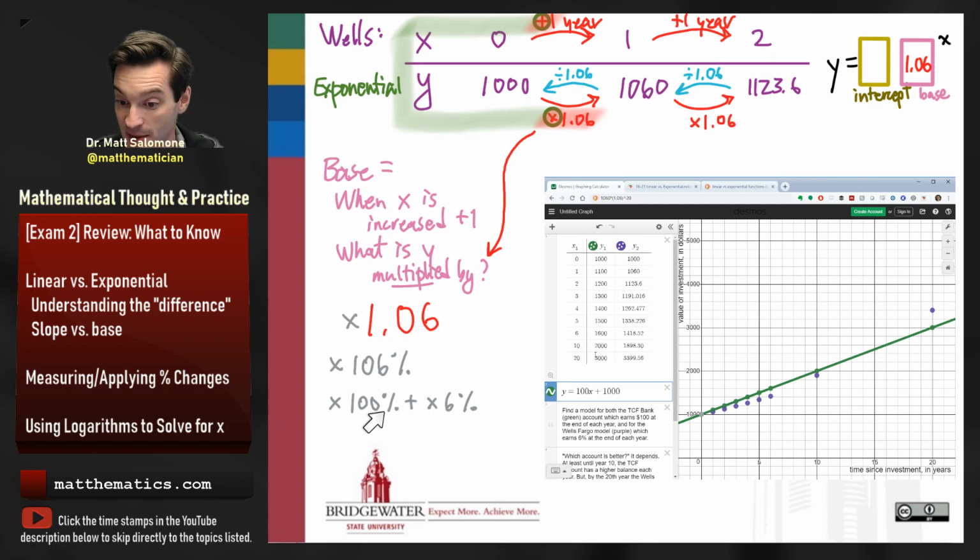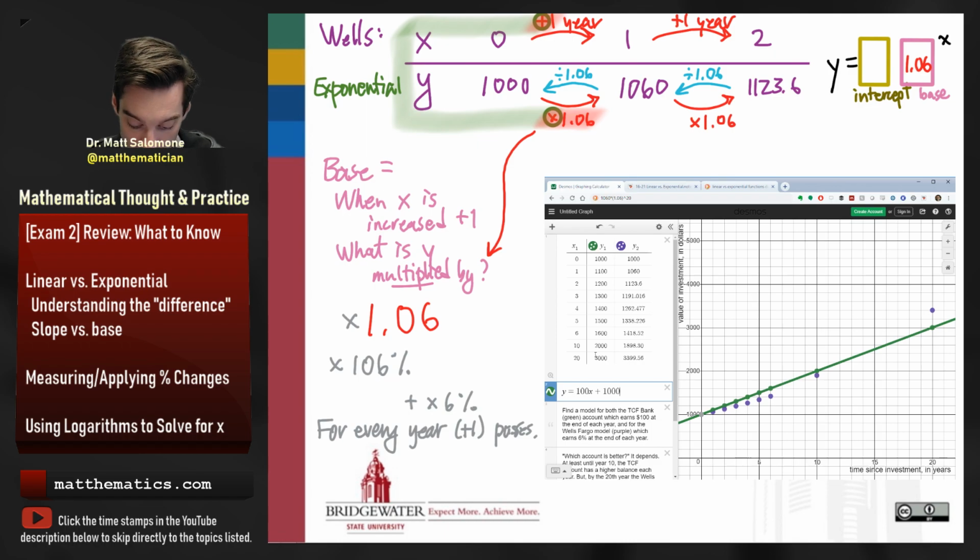But multiplying a quantity by 100% doesn't actually do anything. And so what this number is really telling me is that for every +1 year that passes, the value of my account increases by 6%. After all, that's exactly what was told to us in the setup of this problem. That's where we got this data from, and now it's being borne out in the base of my exponential expression being 1.06. Okay, so now I know what the base is.